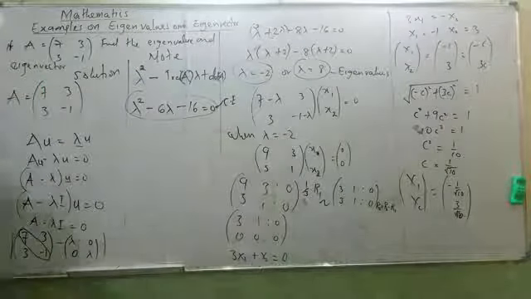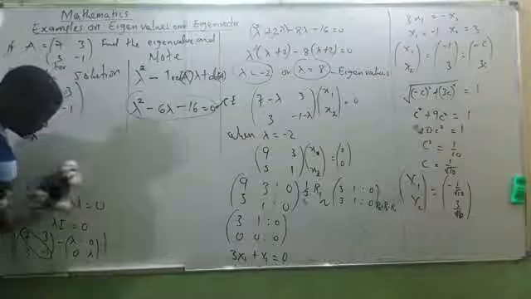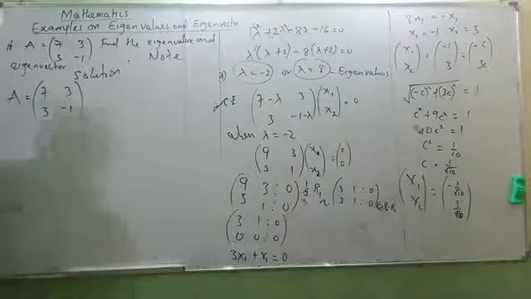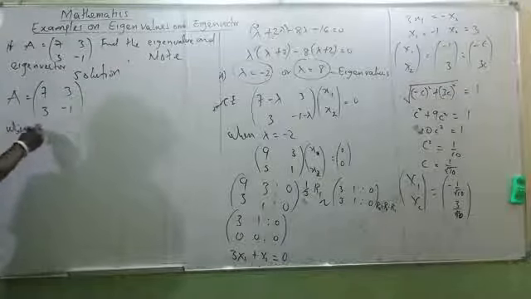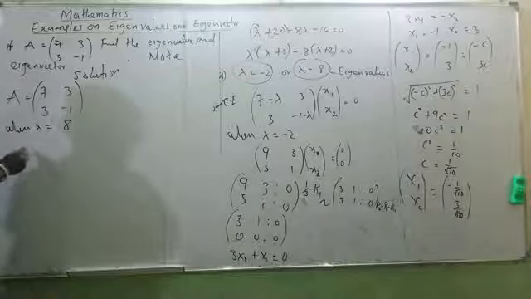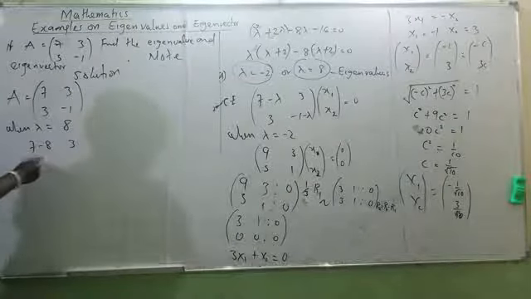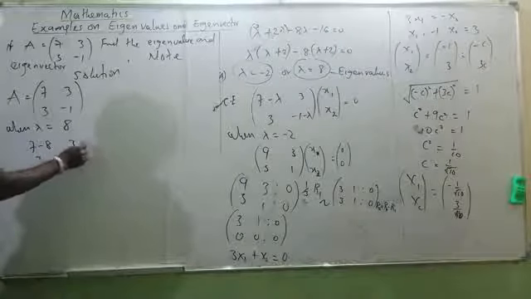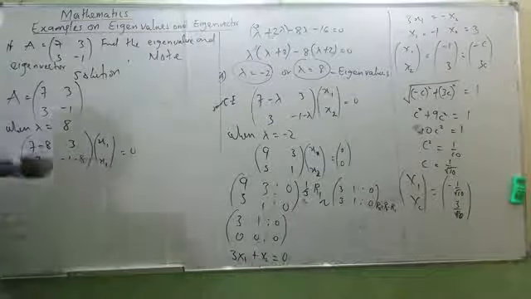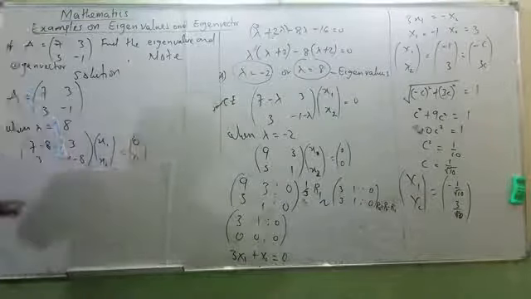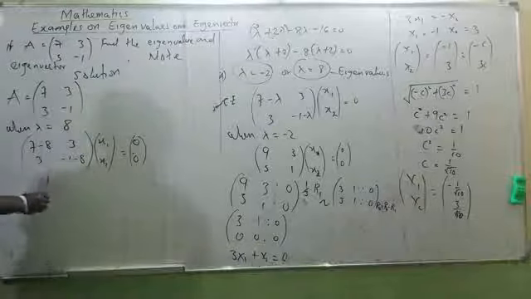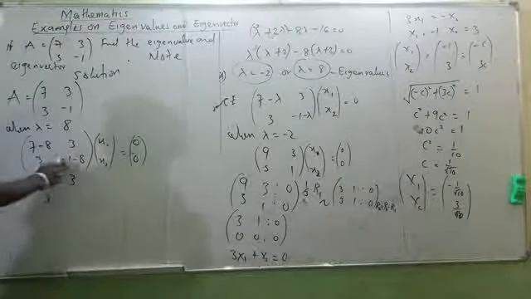When my lambda equals, permit me to rub this part, I have to rub this part very well. Now, when my lambda equals to 8, I will do the same thing. What will I do? It means I'll be having 7 minus 8, 3, 3, minus 1 minus 8, and x1, x2 equals 0, 0. Now, this one will give me 1, minus 1. This one will be 3, this one will be 3, and this one will be minus 9.